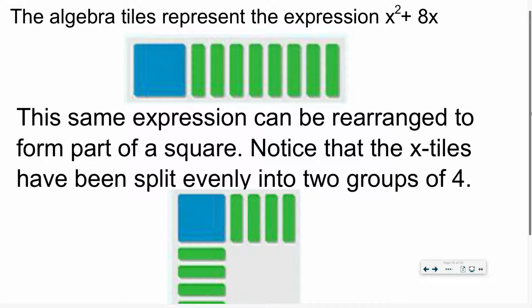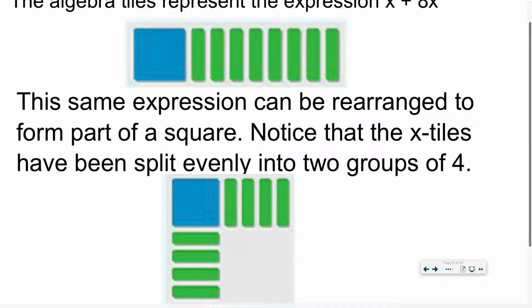If you look at the visual, as you go through it, hopefully it makes a little bit more sense. These algebra tiles here represent x squared plus 8x. Like I said at the beginning, this is going to be a little different, so bear with me. We can rearrange those tiles to actually make a square. The problem is the square's not complete. If I took that x squared and these 8 green tiles and rearranged them to make a square shape, I would need to do something to complete it.